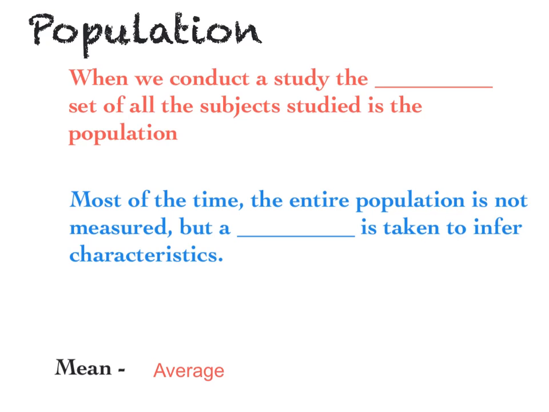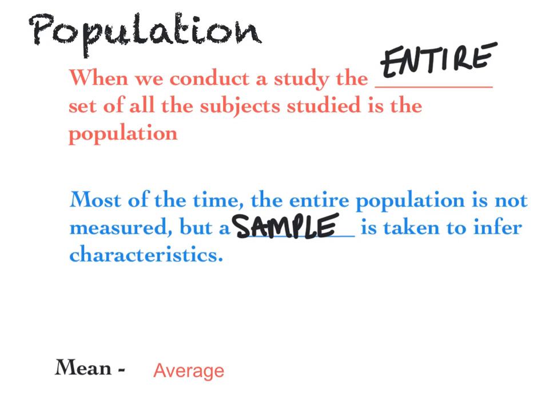When we conduct a survey, the entire set of all the subjects studied is known as the population. However, most of the time, the entire population is not measured, but a sample is taken to infer characteristics.